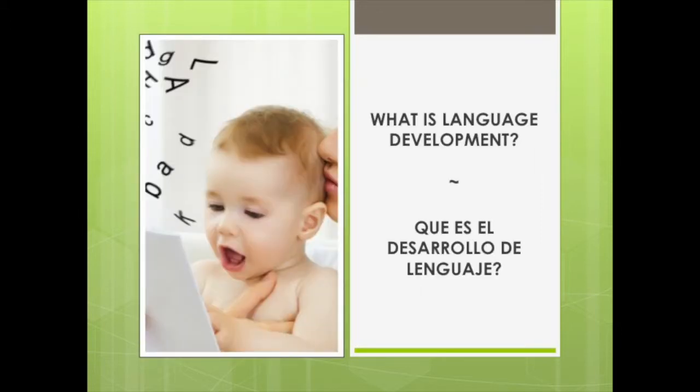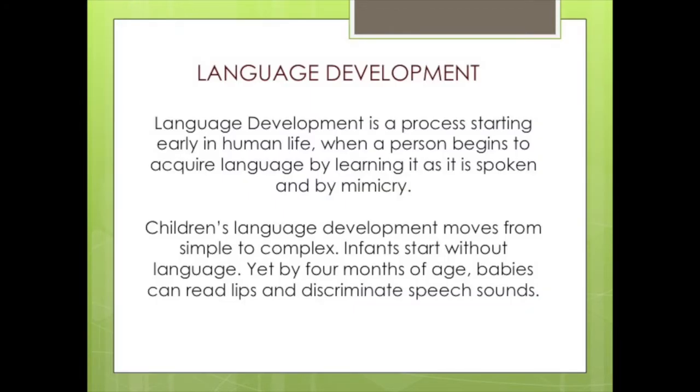Language development. What is language development? Language development is a process starting early in human life, when a person begins to acquire language by learning it as it's spoken and by mimicry. Children's language development moves from simple to complex. Infants start without language. Yet by 4 months of age, babies can read lips and discriminate speech sounds.